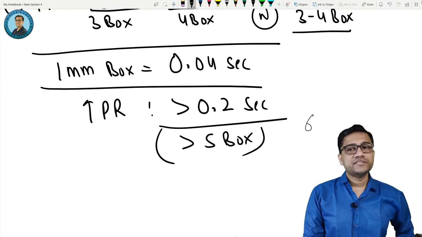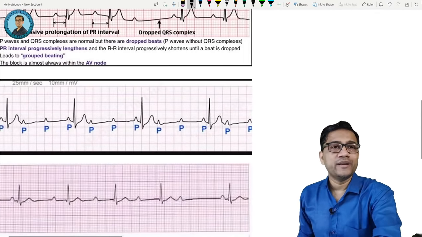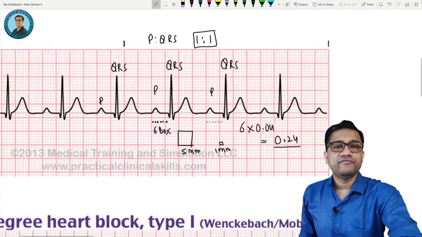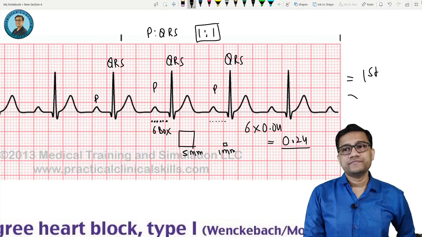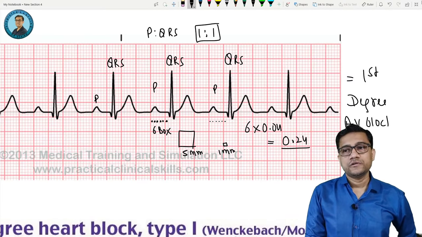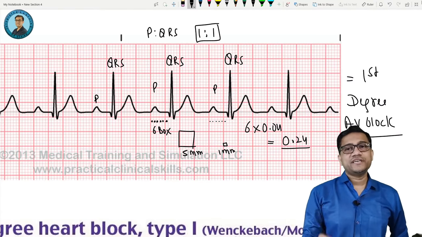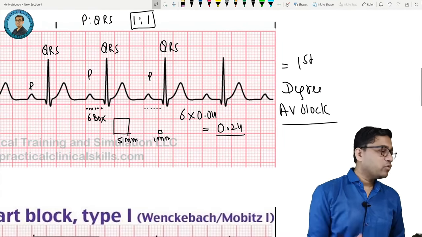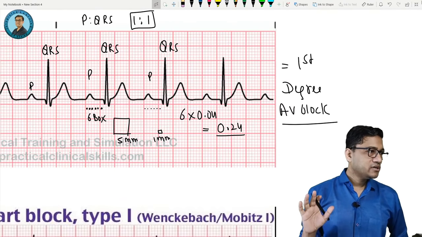So what is the number of box? 6. So is 6 normal? No, no, no. It is first degree block. Are you clear? So it is first degree block. I hope it's clear. First degree heart block, AV type. Okay, all clear.